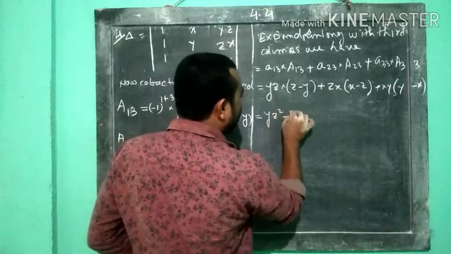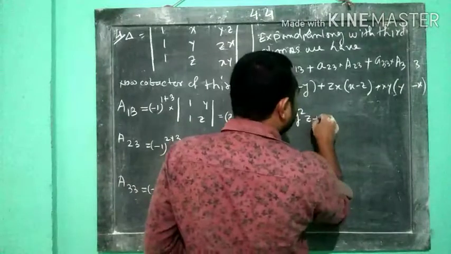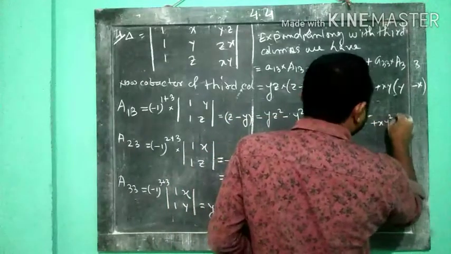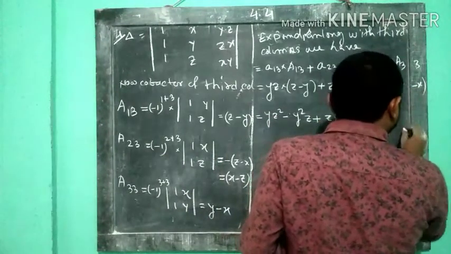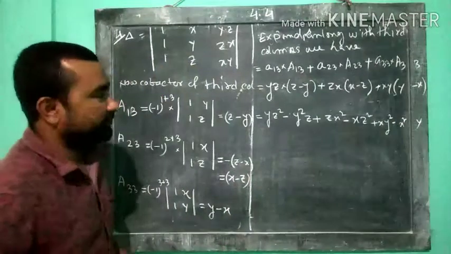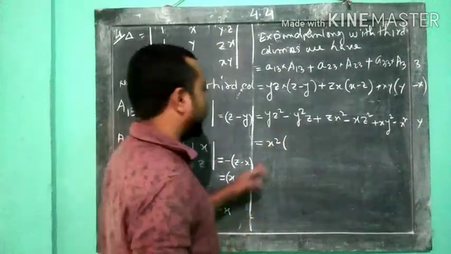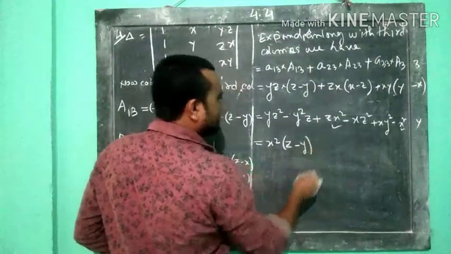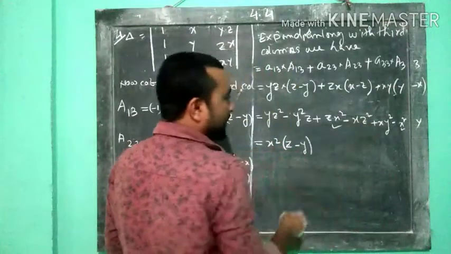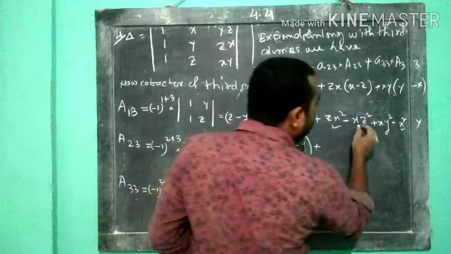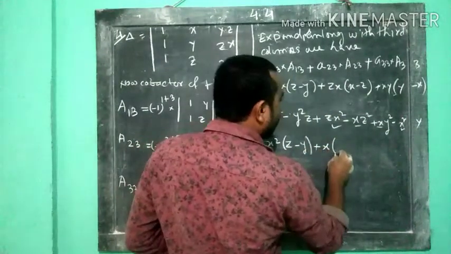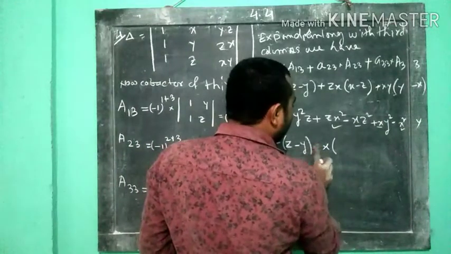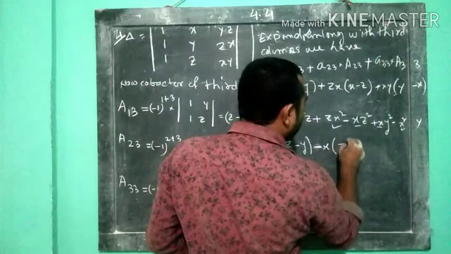We get yz squared minus y squared z, plus zx squared minus xz squared, plus xy squared minus x squared y. Now if we take x squared common, we get x squared times (z minus y). Taking x common, we get plus x times (y squared minus z squared). Taking minus z common, we get z squared minus y squared.